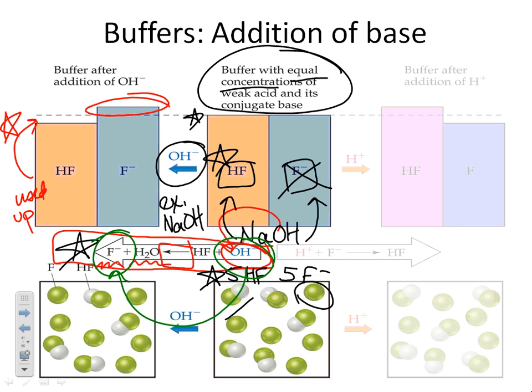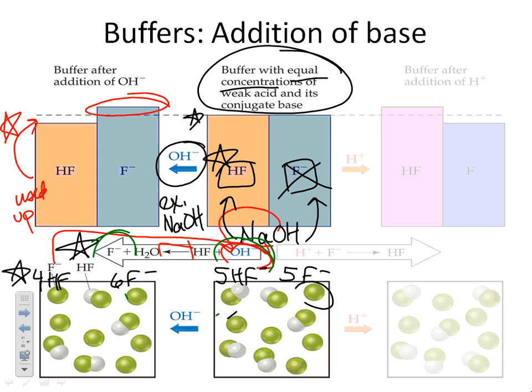If you look at the particle diagram, so I'm going to erase a little bit of this right here. If you look at the particle diagram right here, and you see what we ended with, we started with 5 HFs and 5 F minuses. Well, we created one additional F minus, so you see we've got 6 F minuses over here, and we had to use up some of our HF, so we only have 4 HF. But we still have some HF there in solution that's ready to go and continue working as a buffer.